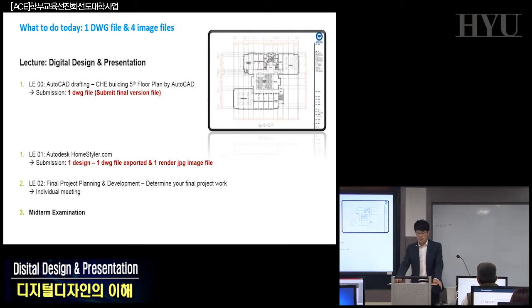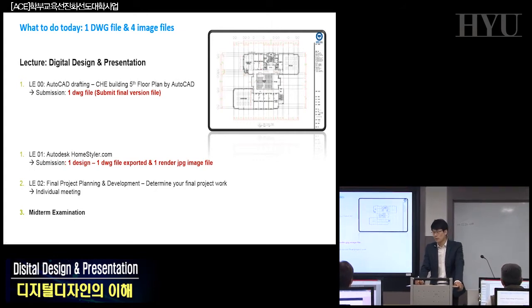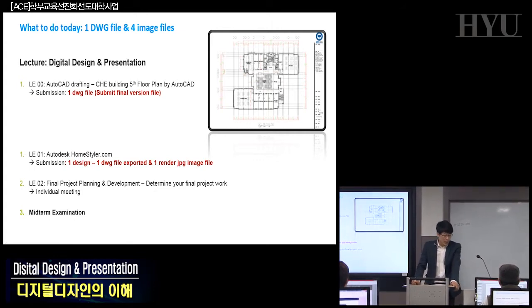Lab exercise number 0 is AutoCAD drafting. As an assignment from the last week, you have to submit this within the course in the lab exercise hours, not now. Lab exercise number 1 is autodeskhomestyler.com. I'm going to show you what it is, including this lecture slide. And number 2, project development. Lastly, taking the midterm exam.